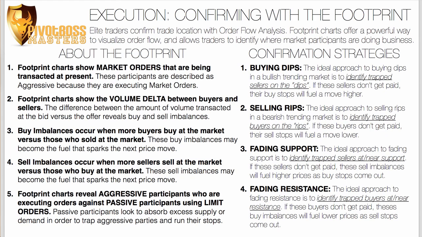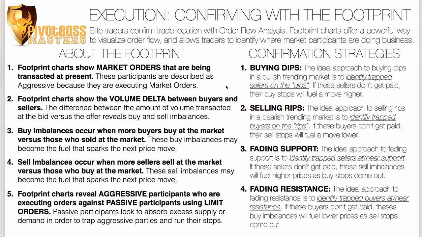The ideal approach to selling rips in a bearish trending market is to identify trapped buyers on the rips. So trapped buyers on the rips. So basically, if you are downtrending, downtrending, downtrending, this is a rip. If that rip has lots of buying imbalances on it and those buyers don't get paid, their sell stops start to get triggered, and that's when you start to see the thing rotate lower.